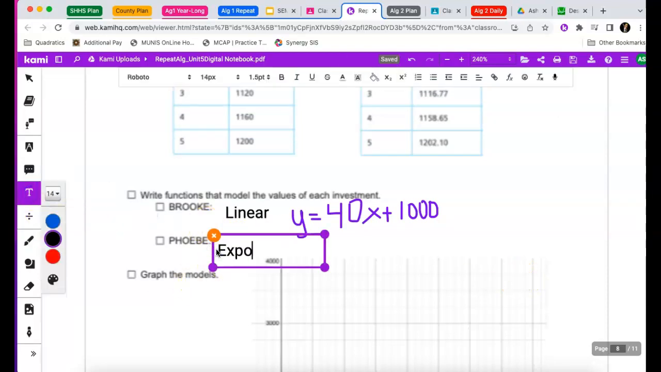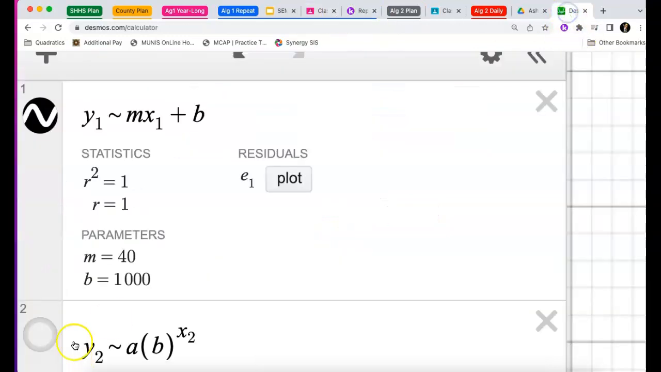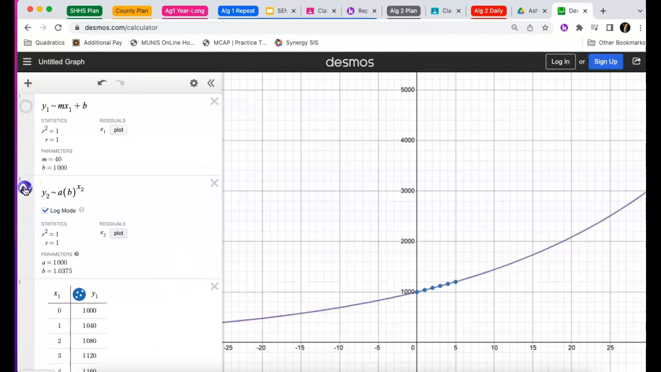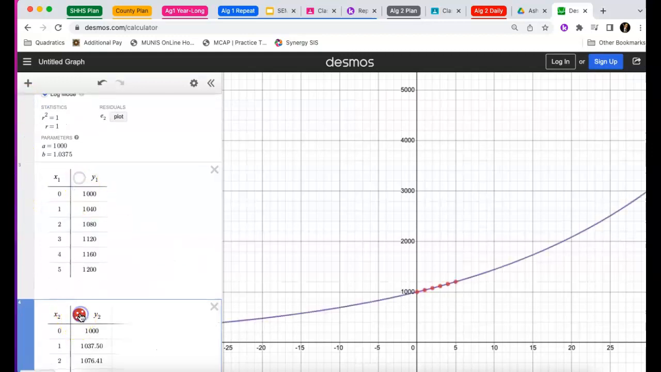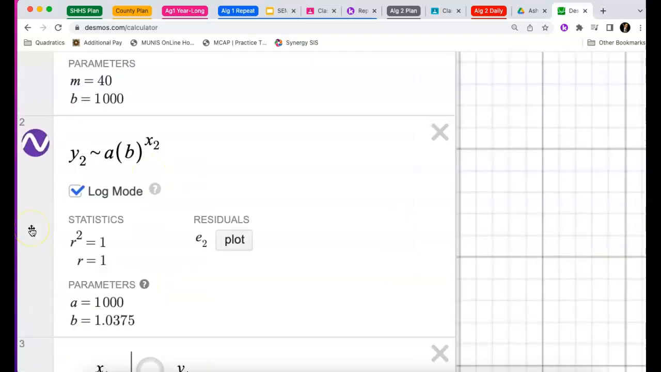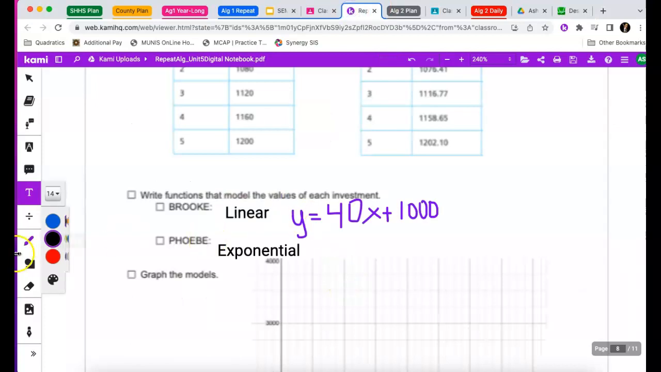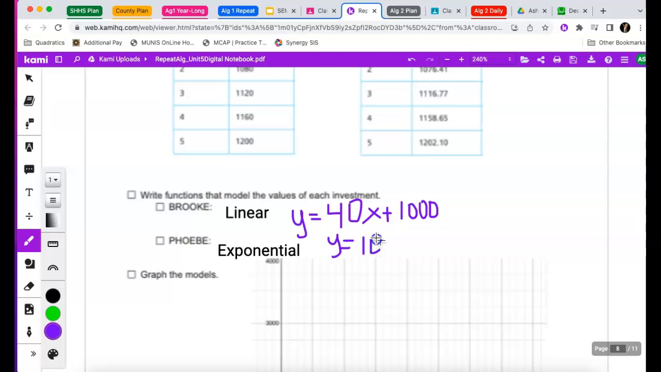So that means Phoebe's is going to represent exponential. So we'll go back to Desmos and we'll look at the exponential graph. So here's Phoebe's data. It's an exponential curve, and here's the equation that we get for that. So our A is 1,000 and our B is 1.04. So y equals 1,000 times 1.04 to the x power.